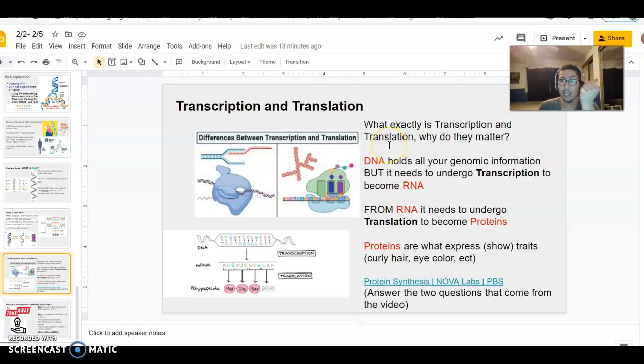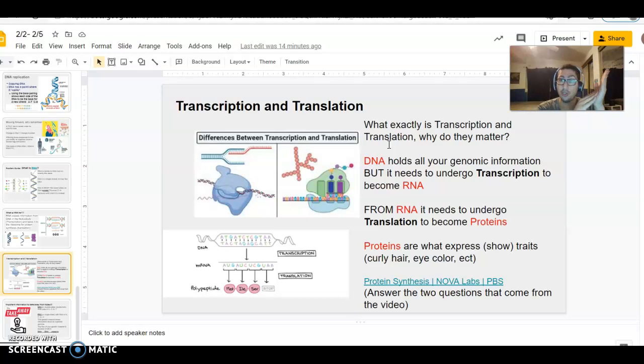So DNA holds all your genetic information, right? And it has to undergo transcription to go into RNA, because DNA by itself will not get you your traits. It will not express it. It needs to undergo steps. Things need to happen to it in order for it to be read, right? For it to be turned into something that happens to an organism's body, anatomy, structure, right?